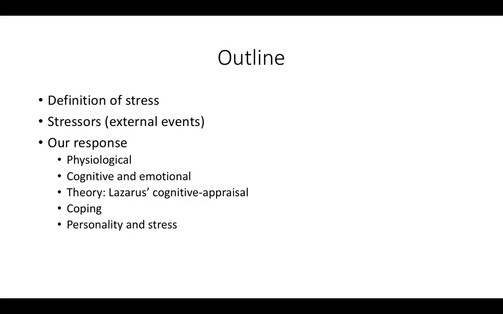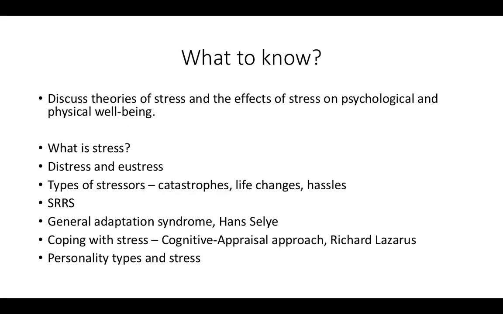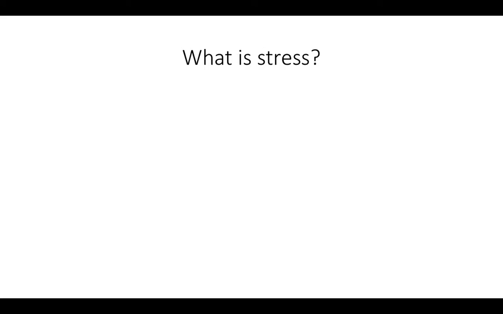Here's an outline I'm going to talk about: the definitions of stress, the outside events that can cause stress, and the different ways we respond. What should you know? You should know the two theories of stress and the effects of stress on us psychologically and physically. You should know what stress is, the terms distress and eustress, types of stressors, the scale called the SRRS, Selye's adaptation syndrome, coping with stress, and personality types in stress.